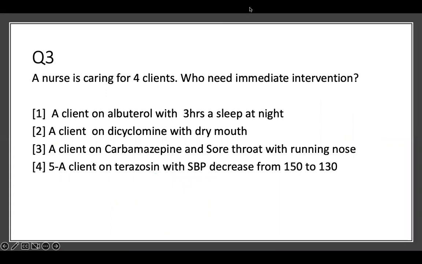Okay, so I think we have one more with that. And this is caring for 4 clients, okay? We need immediate intervention. So who needs intervention right away? A client on albuterol with 3 hours of sleep at night. What does that mean? This patient has insomnia. They're not sleeping at night. Why? Yeah, that's the common side effect of albuterol. Insomnia. So this is an expected finding. I'm not going to be sharp about it.